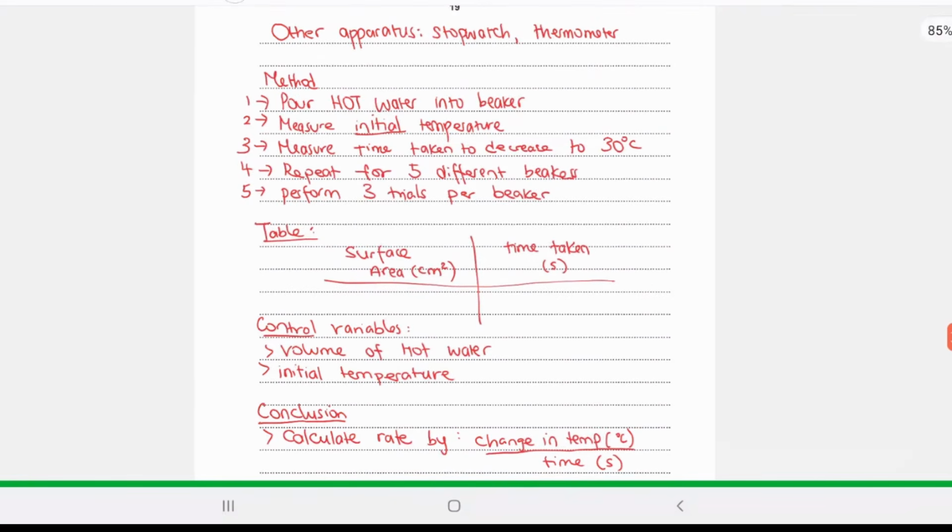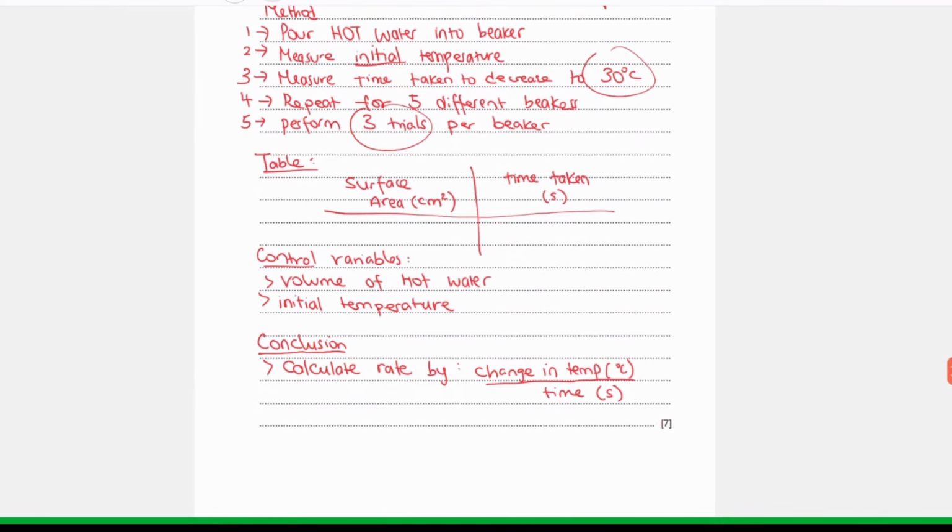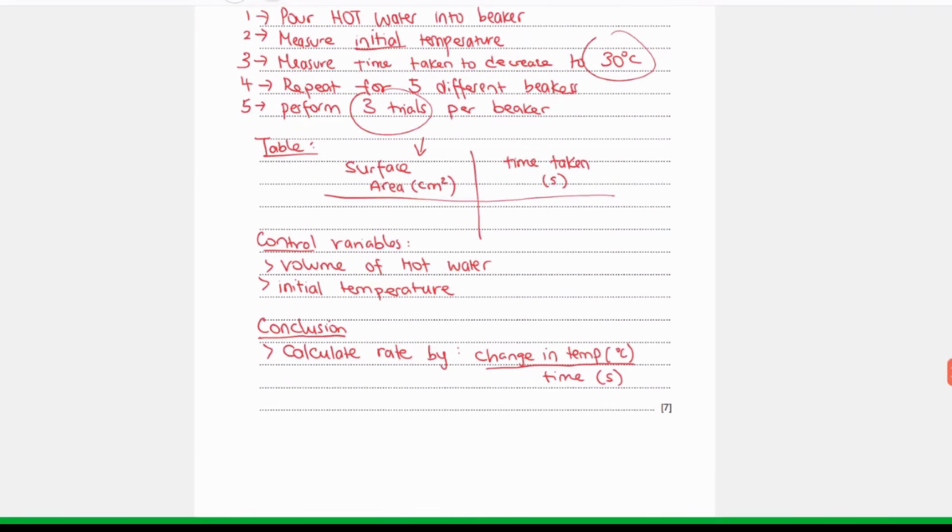First, the apparatus is the stopwatch to measure the time taken for the temperature measured by thermometer to decrease to, let's say, 30 degrees Celsius in this case. And I'm going to repeat it for 5 different beakers with different surface areas, as well as 3 trials per beaker to ensure reliability. My table should look something like this, with surface area, remember, in cm squared. This is important to include your units as well as the correct headings, against the time taken in seconds. The control variables are the volume of hot water, as well as the initial temperature.